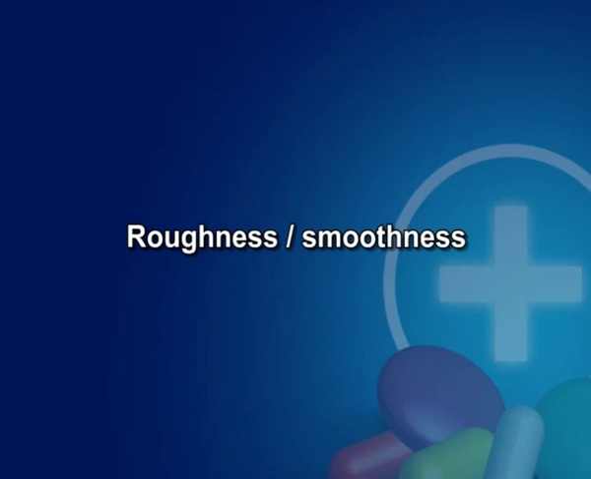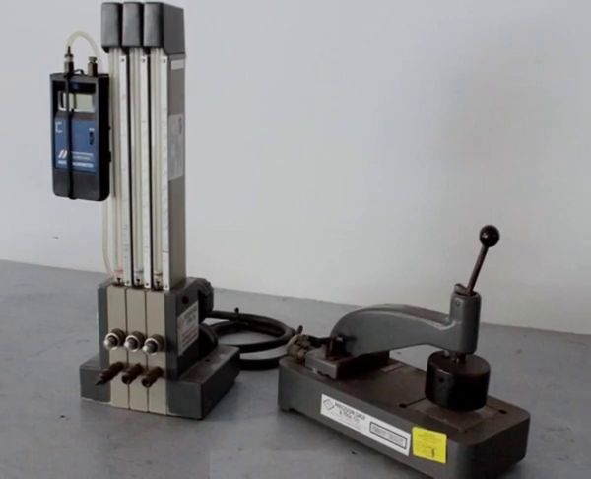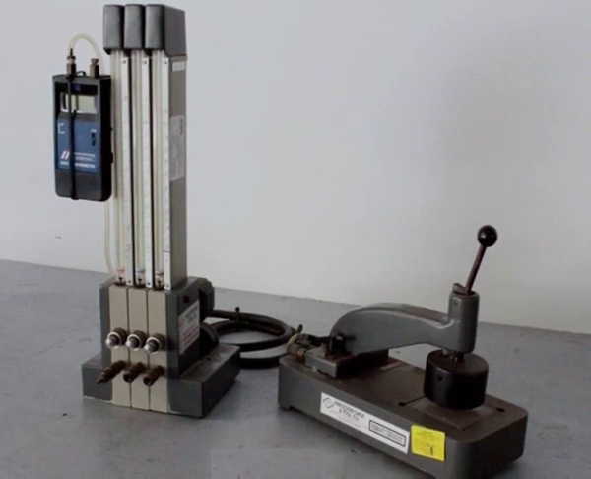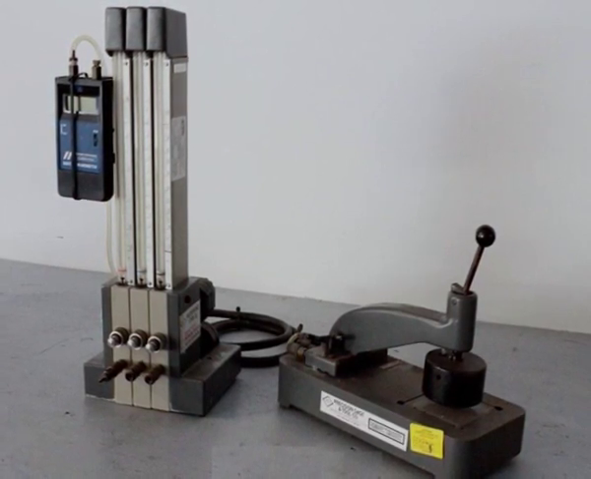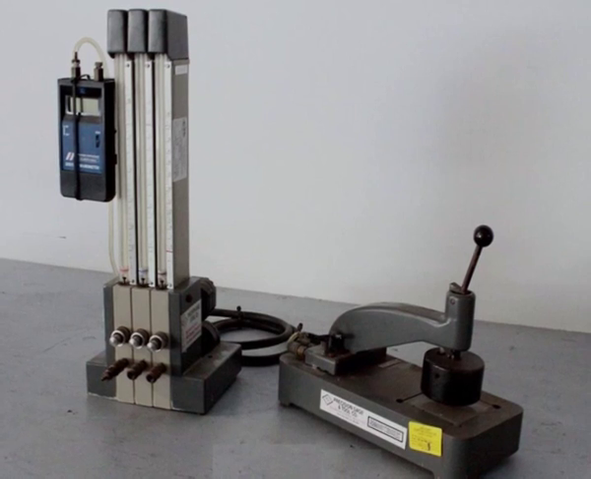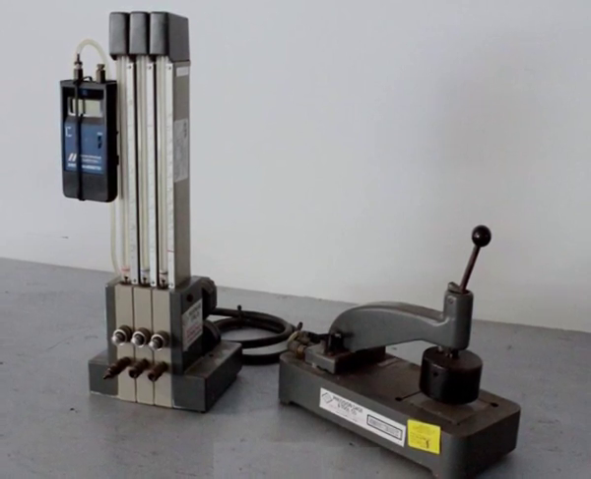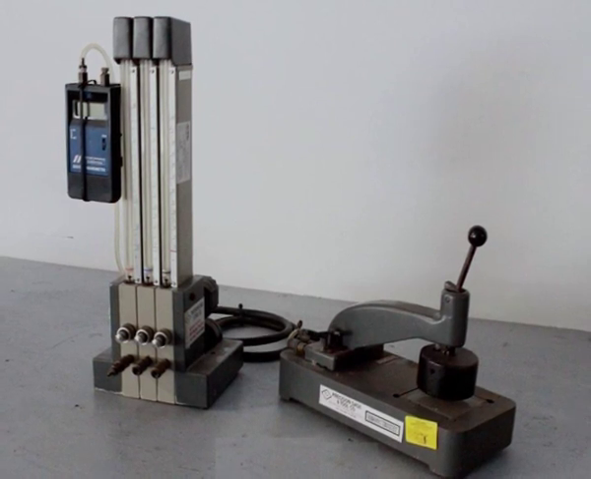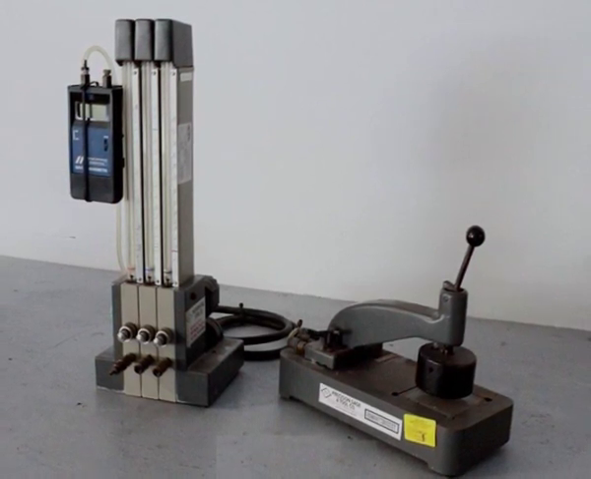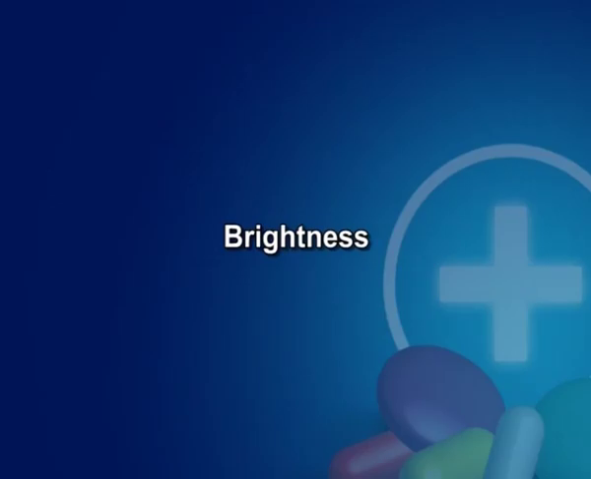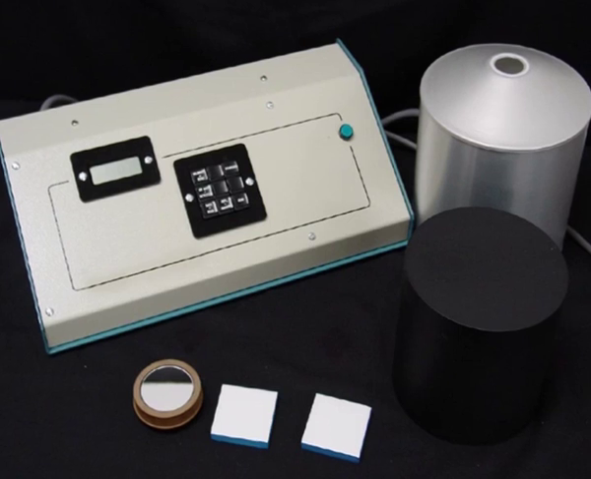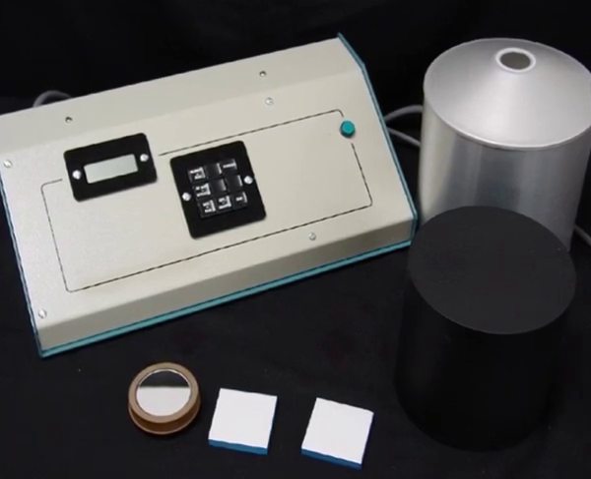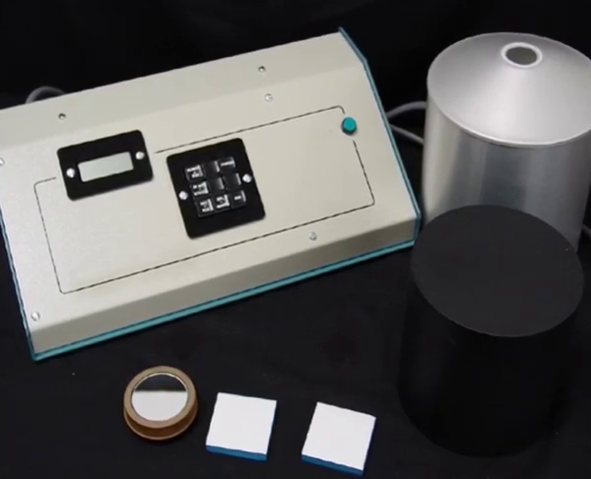Number 20. Roughness / smoothness. This is a measure of the extent to which a paper or board surface deviates from a plane and involves the depth, width and number of departures from that plane. This is very important for the printability of the paper. Number 21. Brightness. This is the reflectance factor measured at a given wavelength in nanometers with a reflectometer.